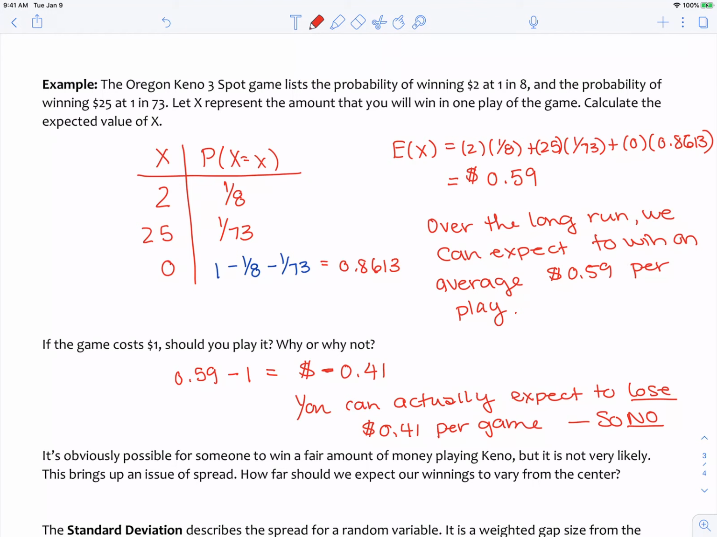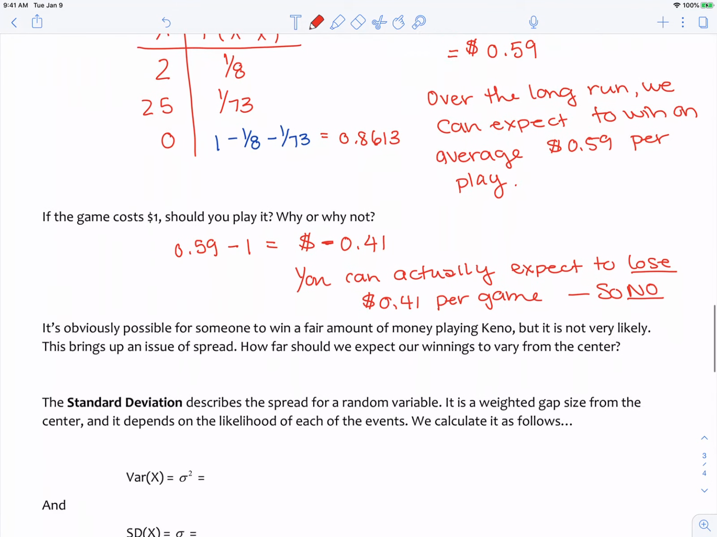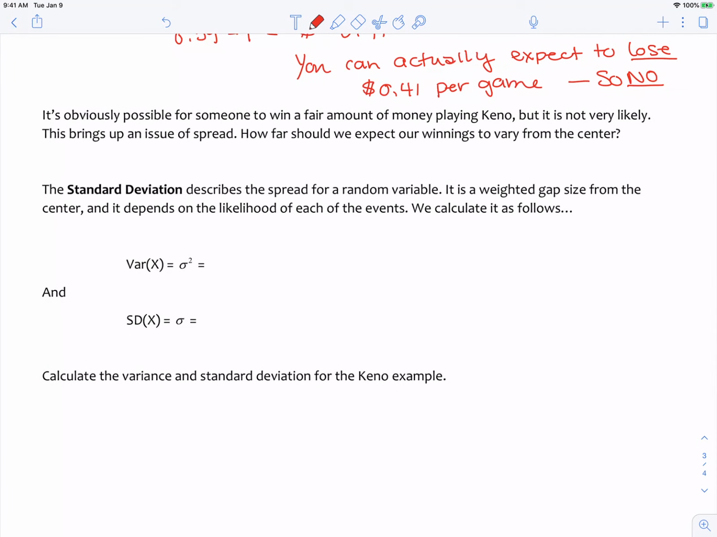Now, never going to encourage any sort of gambling, but if you can run through the odds and see that it's in your favor, maybe it's not such a bad idea. But I'll tell you now, none of the games that are actually played are. So it's very rare that you would have that situation come up. All right, so it's obviously possible for someone to win a fair amount of money when playing Keno, but it's not very likely. And so that's going to bring up an issue of spread.